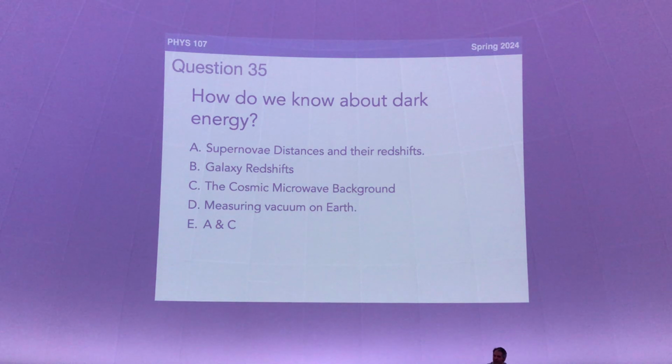We know about dark energy from supernova distances and redshifts, galaxy redshifts, the cosmic microwave background, measuring the vacuum on Earth, or A and C combined. One, two, thank you. Yes, it is both the supernova distances and the cosmic microwave background. The fact that both of them found that is how we now know for sure that there is something called dark energy.